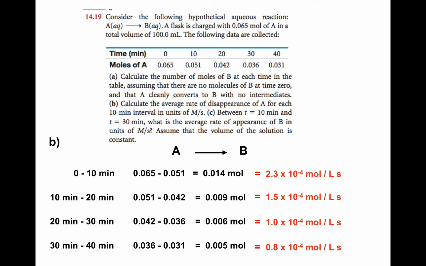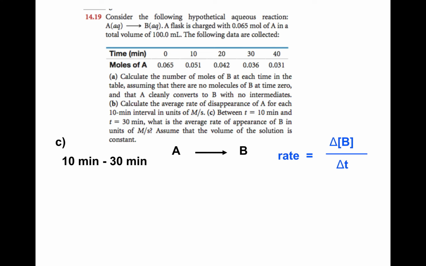C. At t equal to 10 minutes and... Oh, they want the rate change between t equal to 10 minutes and t equal to 30 minutes. What is the average rate of appearance of B in terms of moles per liter second? Assume the volume of the solution is constant. Between 10 and 30 minutes, I went from 0.015 moles of B to 0.036 moles of B. So that's the change in B over 20 minutes.